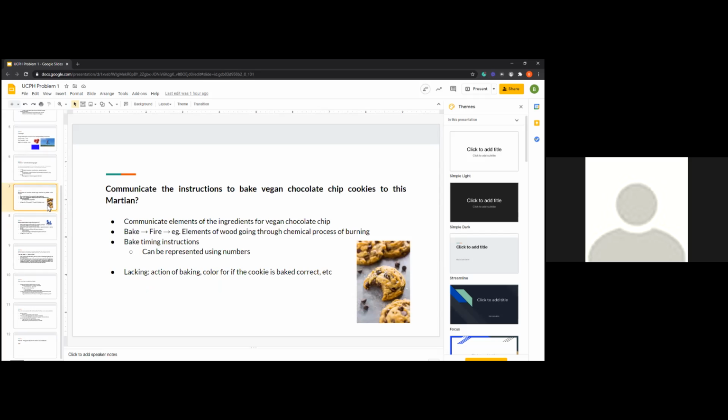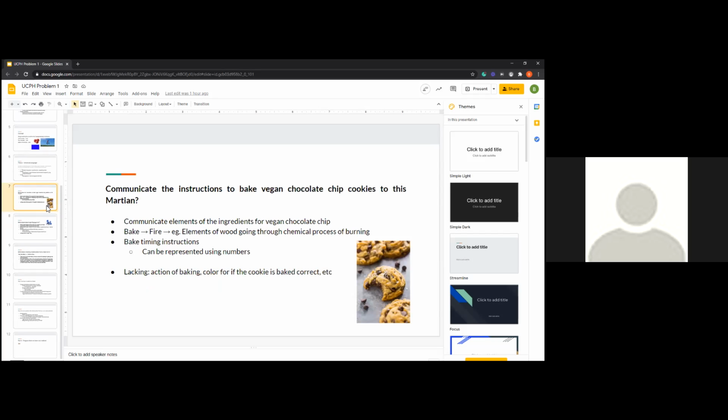We're now trying to answer the first part of the prompt, to communicate the instructions to bake vegan chocolate chip cookies. The first thing we're going to do is communicate the elements of the ingredients for the vegan chocolate chip. We can use the definitions we defined in the previous slides to communicate the elements.